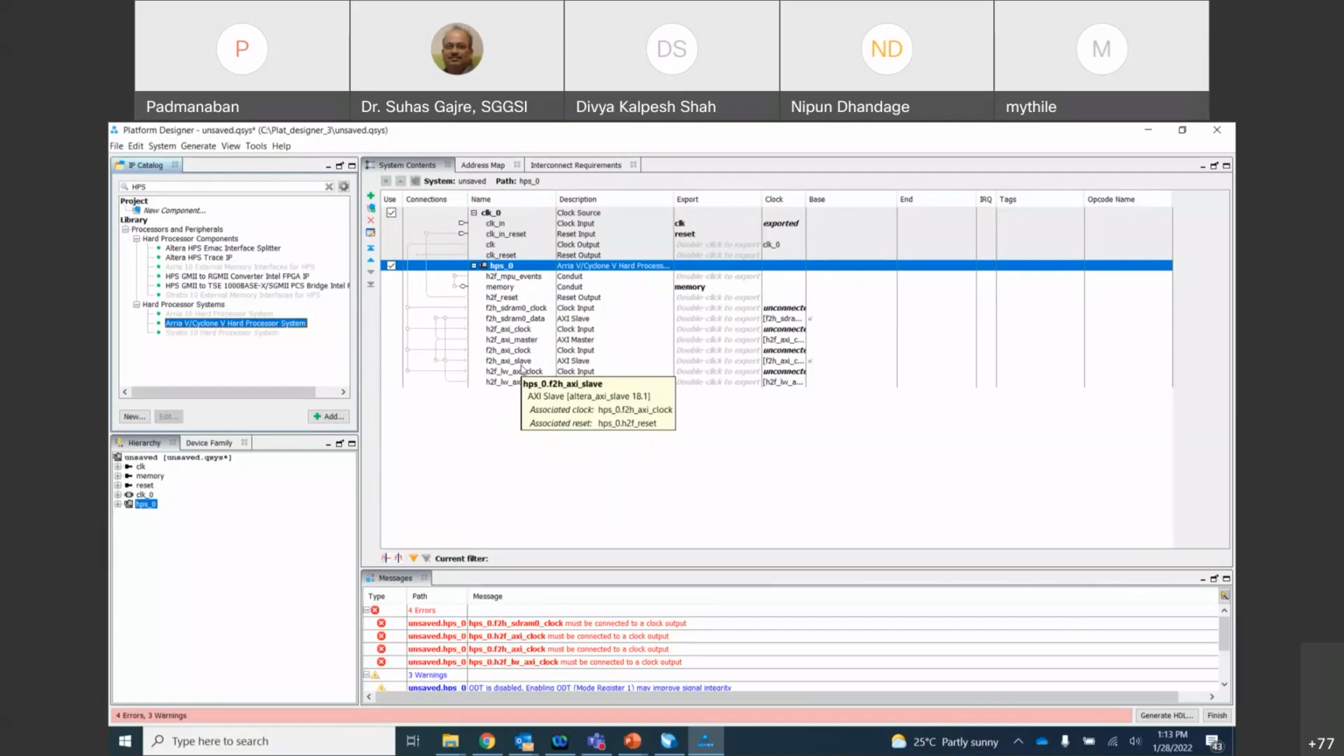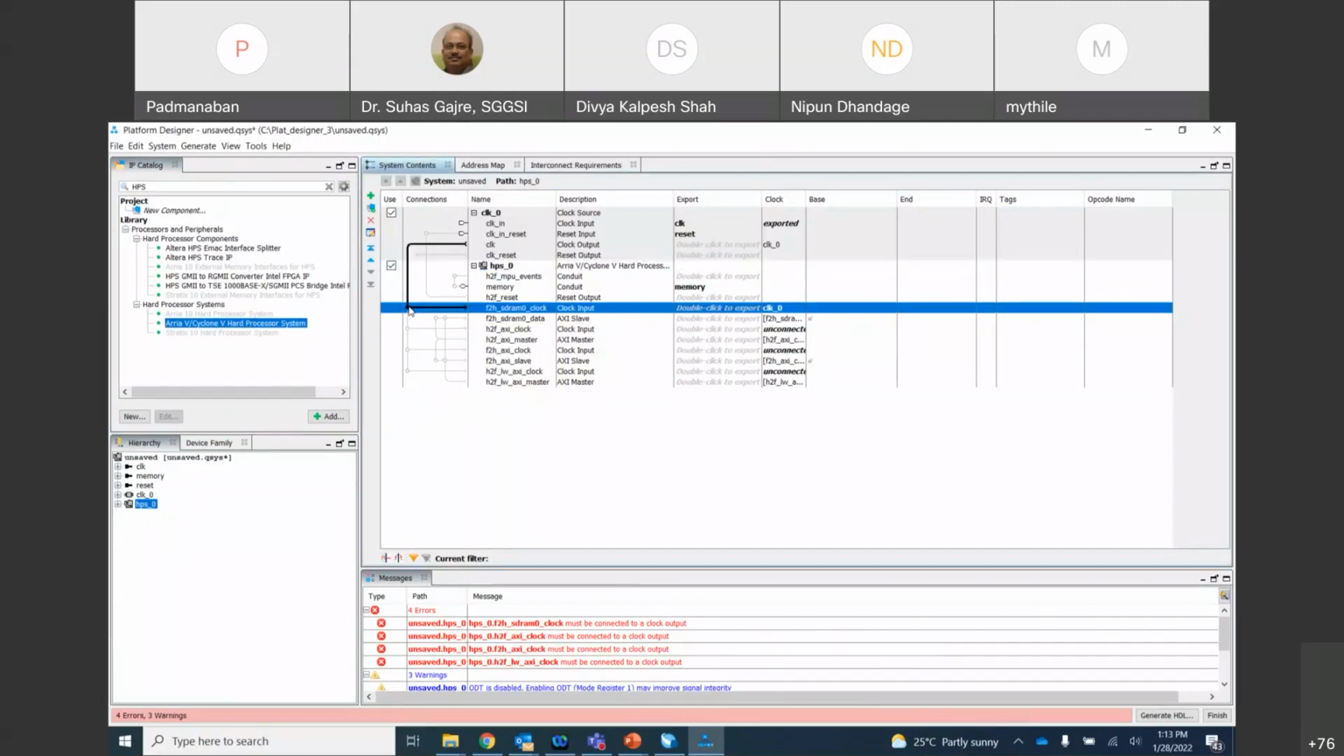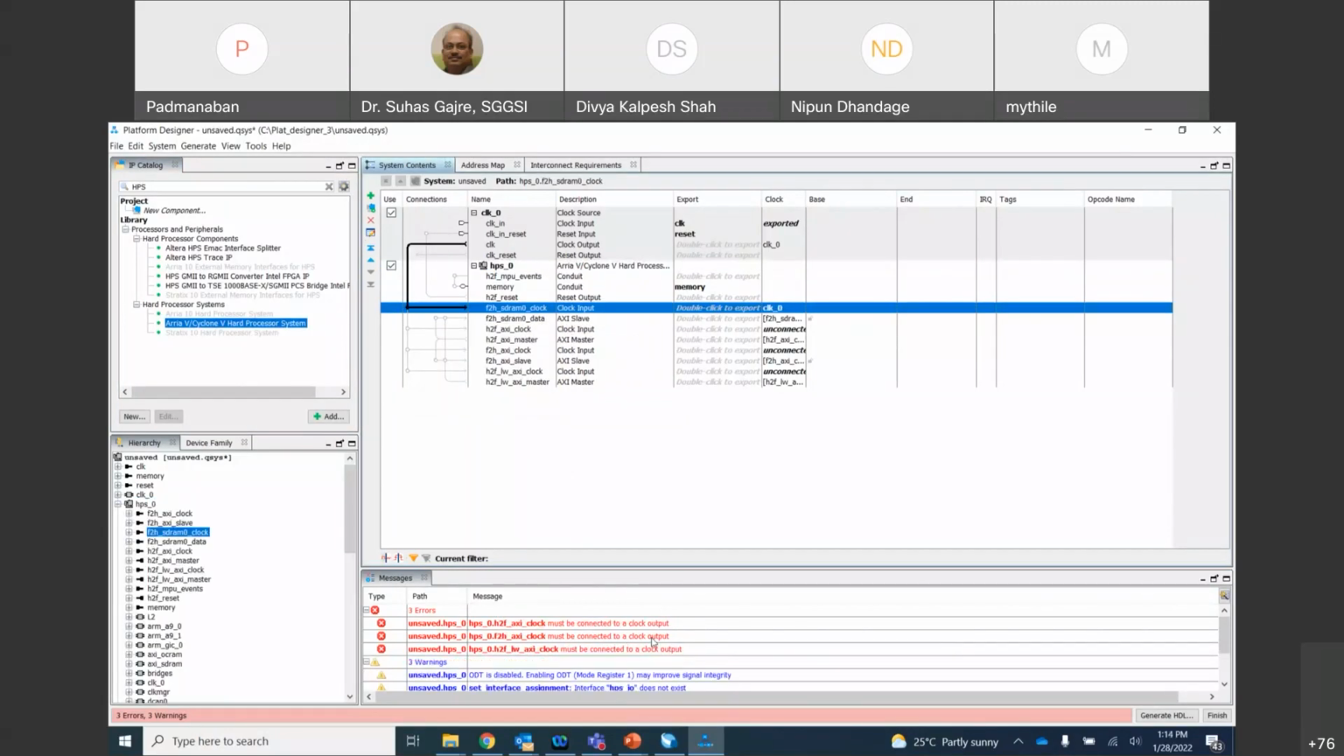And then what we are going to use is the AXI, because earlier when we were doing it with the Nios II, we were using the Avalon. But since we are going to use the ARM processor, we are going to use the AXI, the Advanced eXtensible Interface. Now you could see I need to connect the clock, right? How do we connect this clock? You can see that F2H clock must be connected to a clock out. You can directly go here, F2H clock, just click it. Automatically that error will go.